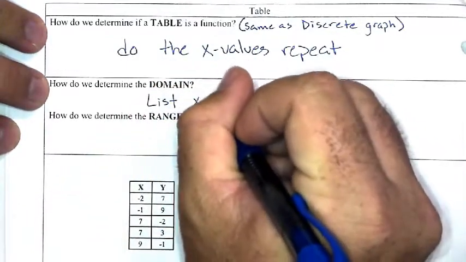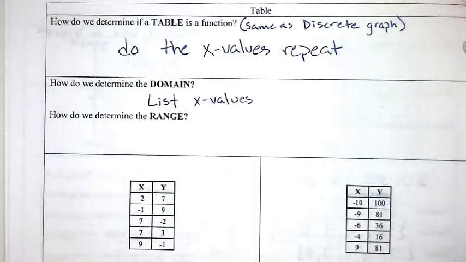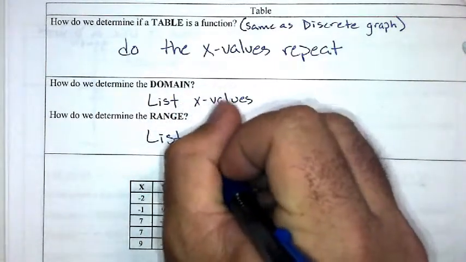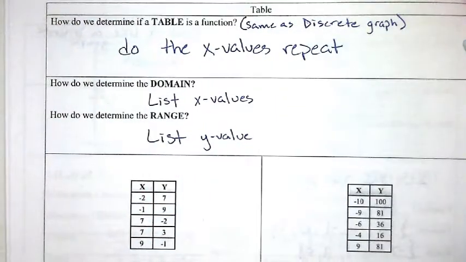We're going to list our x values for domain, because that's what domain is, our x values, and the range is our y values, and we're still going to list them. This is exactly like a discrete graph. That's how simple this is today.